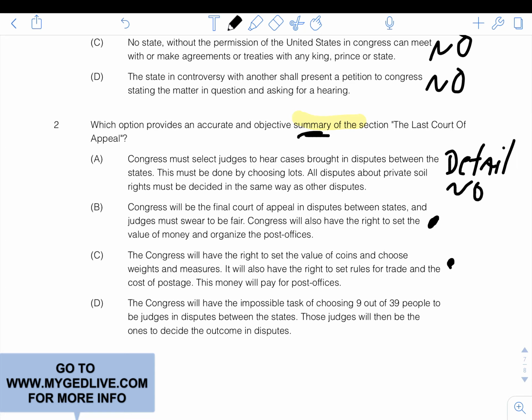The Congress will have the impossible task of choosing 9 out of 39 people to be judges in disputes between the states. Those judges. So then that's detail. That's too much detail. So I'm going to say no. So again, which one provides an accurate, objective summary of the section? So let's go back up here to the section.